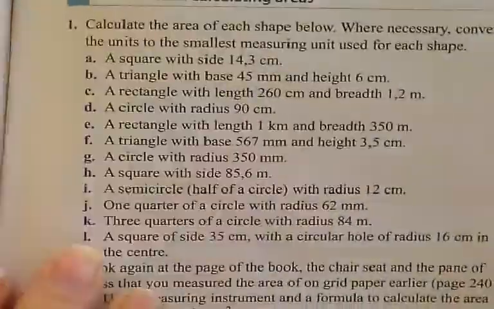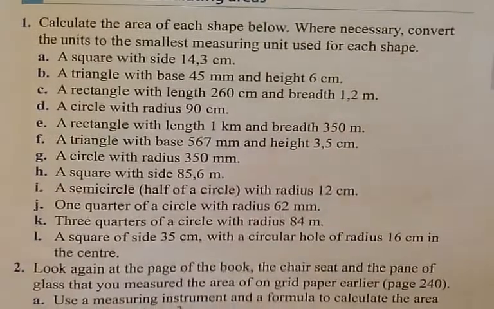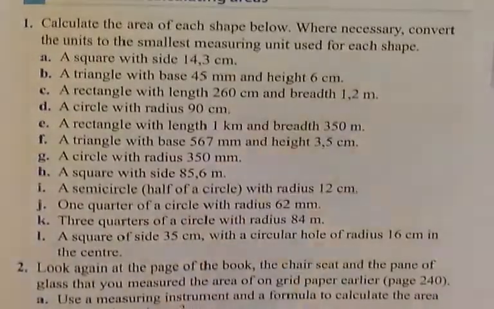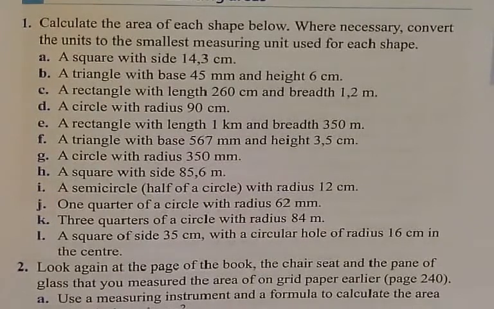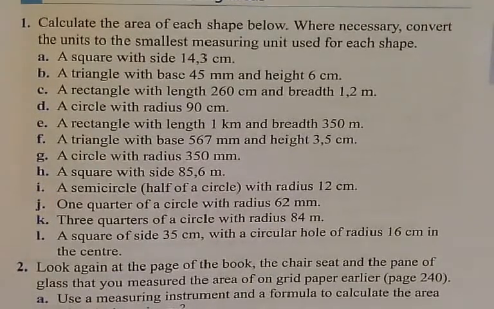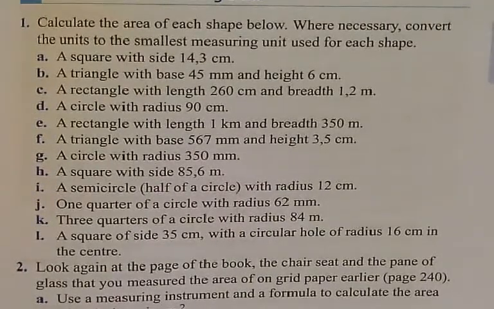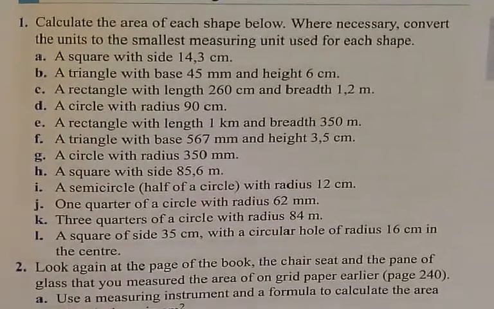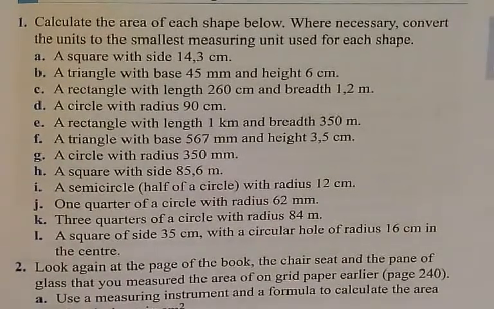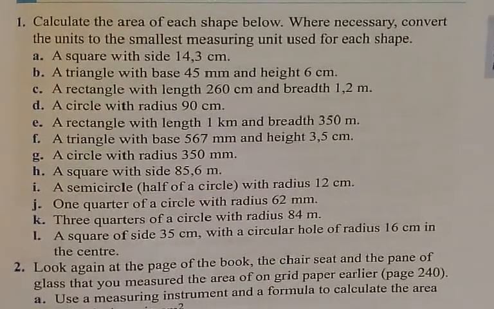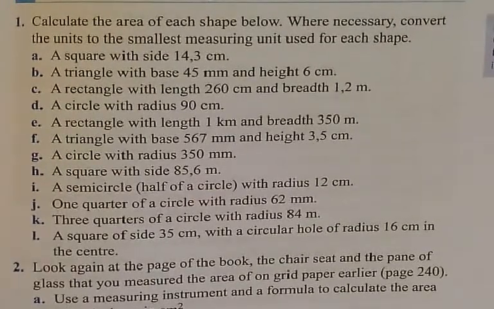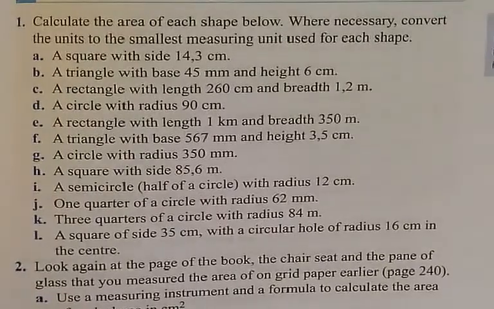Okay, so it says, calculate the area of each shape below, and where necessary, convert the units to the smallest measuring unit. So if I get millimeters and centimeters, which one am I converting to? Millimeters. If I get meters and centimeters, which one am I converting to? Centimeters. So I just want to check.